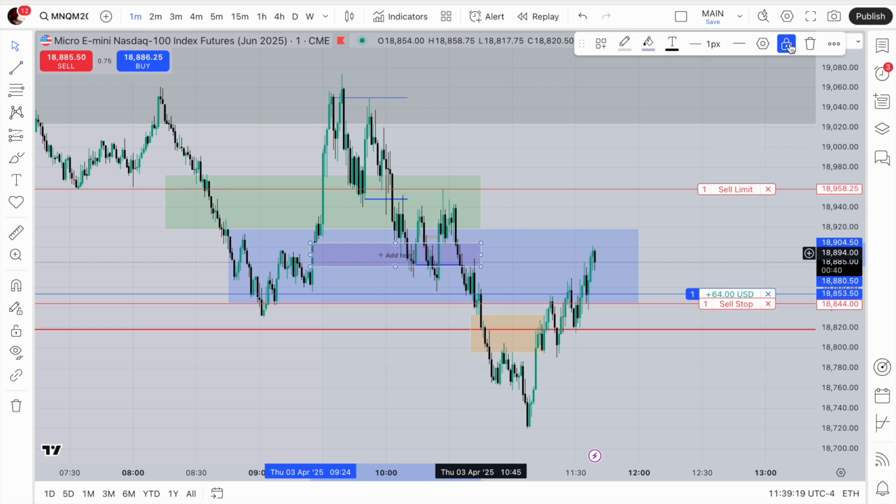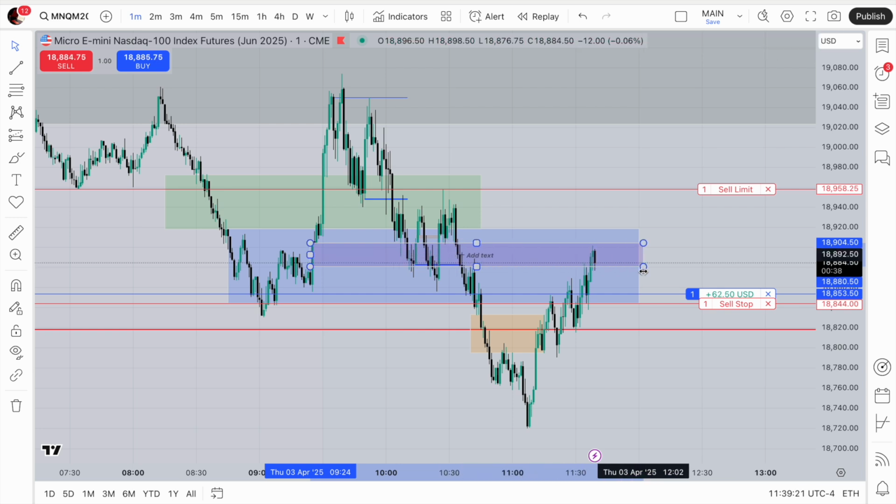All right, so now I'm going to take this inversion fair value gap and extend that to the right side of the chart. I would anticipate this to act as support before taking us higher.